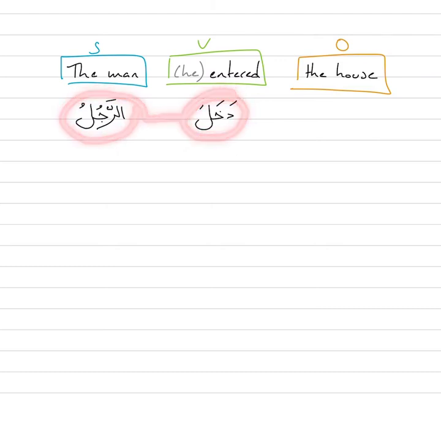Yeah? And finally, the house is al-bayta. Notice how it's in the A case because it's the object of the verb.